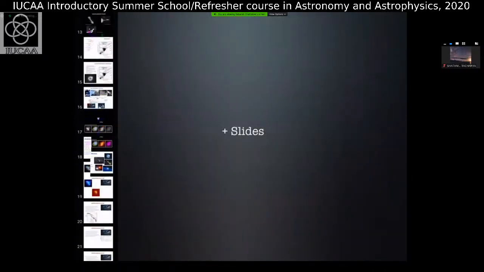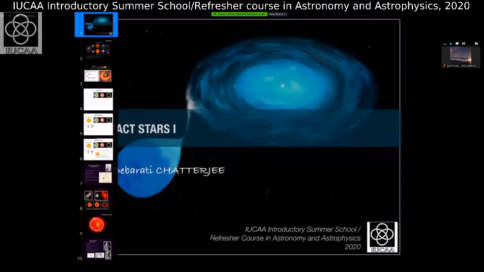Okay, so maybe the last question, a very general question by Madhusudan. He asked why people believe there could be some strange matter inside a neutron star.